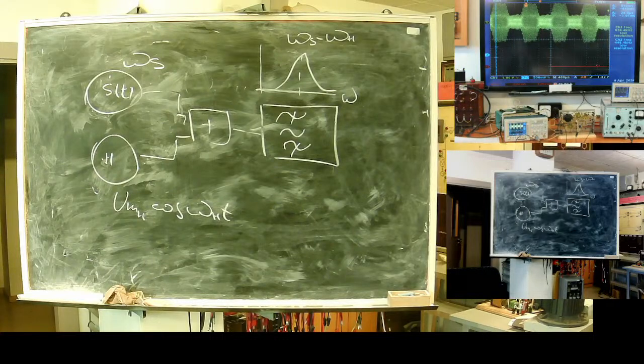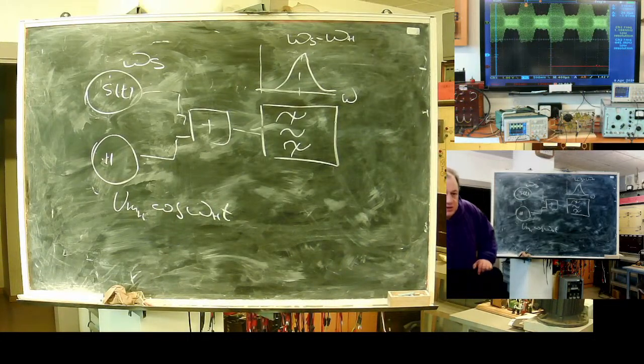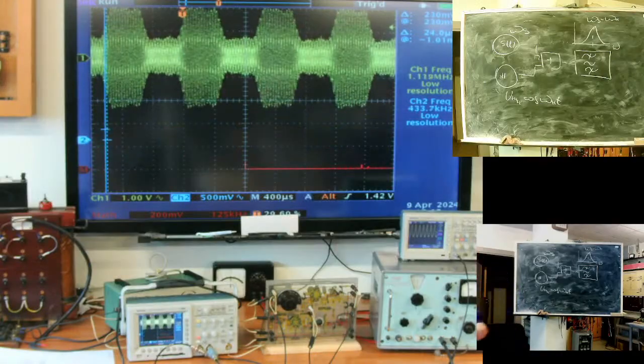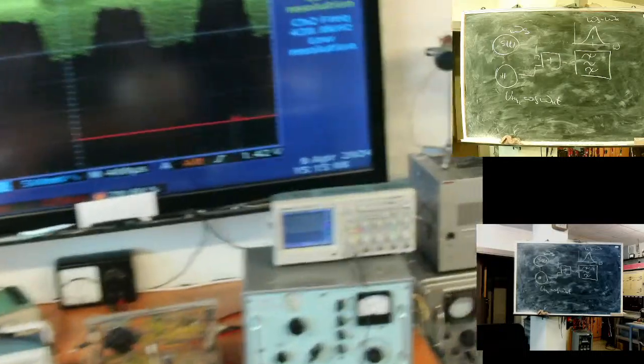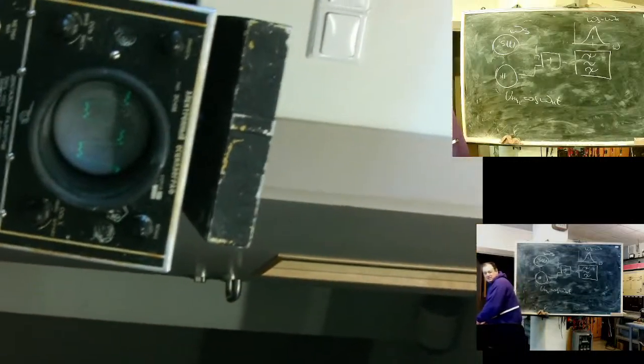What do you see at the yellow line? It's 1 megahertz amplitude modulated with this signal. One second, I'll switch. This is my original signal.